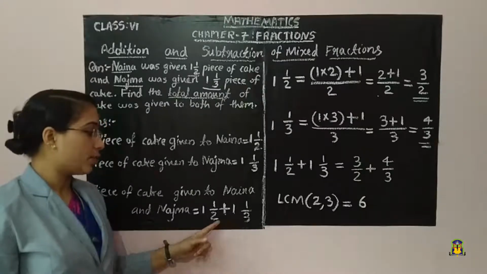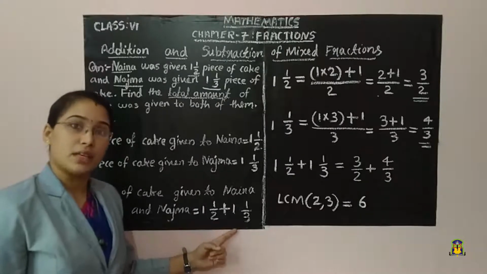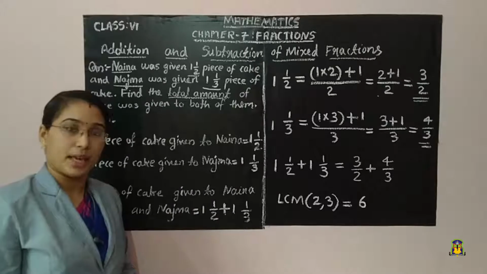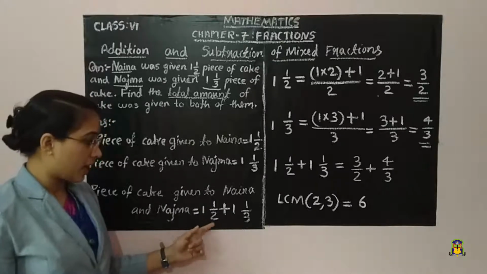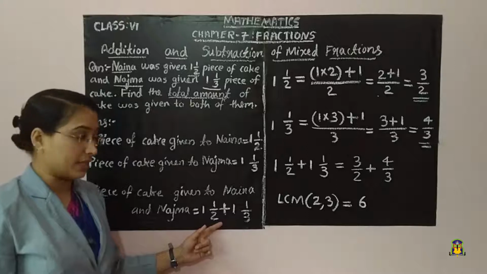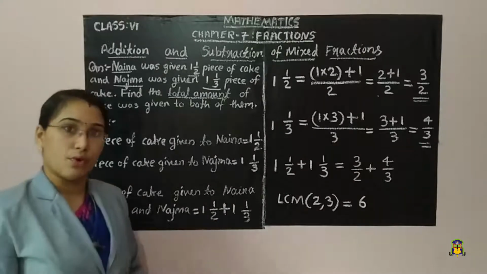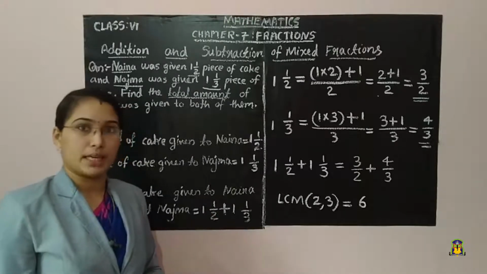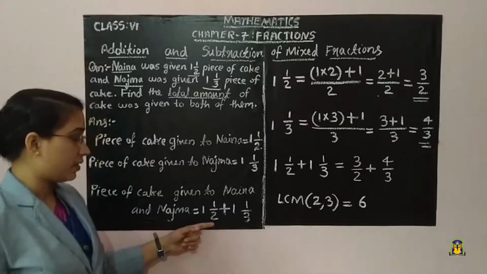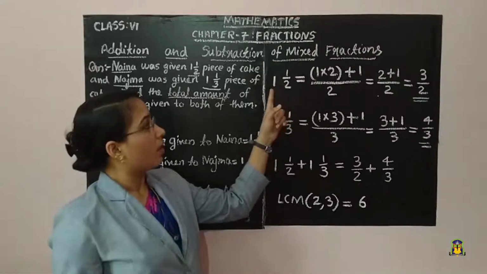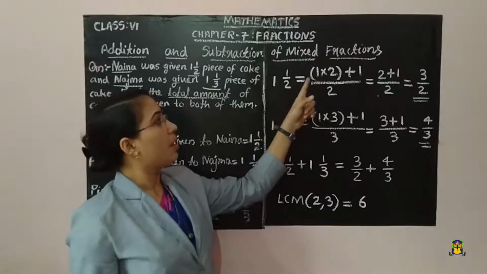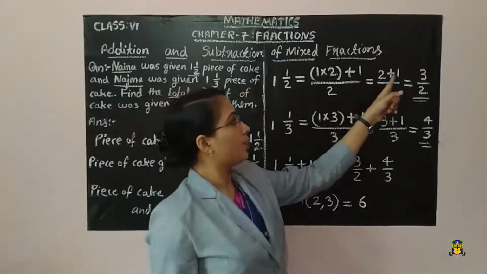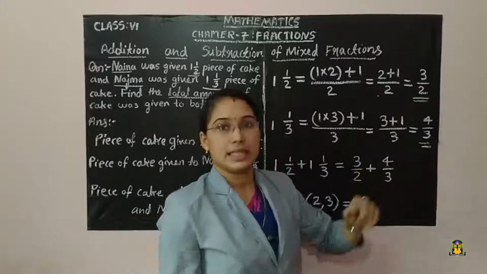So for adding two mixed fractions, first we want to convert these mixed fractions into improper fractions, which we already studied. For converting a mixed fraction to an improper fraction, we use our formula: whole number into denominator plus numerator, then whole divided by denominator. So we can convert the first fraction, 1 1/2: 1 into 2 plus numerator 1, then whole divided by 2. Then we get 2 plus 1 whole divided by 2, that is 3/2.